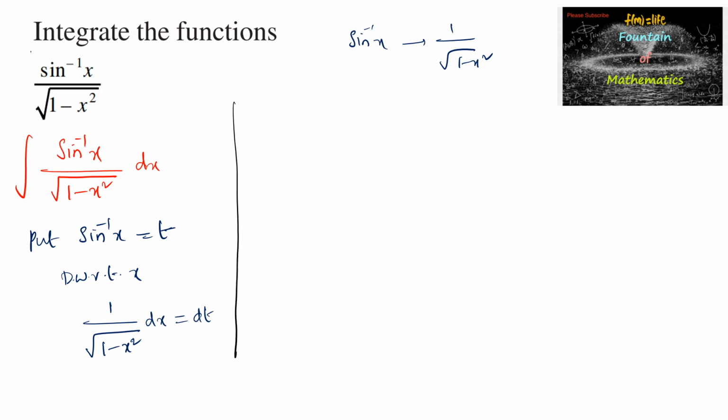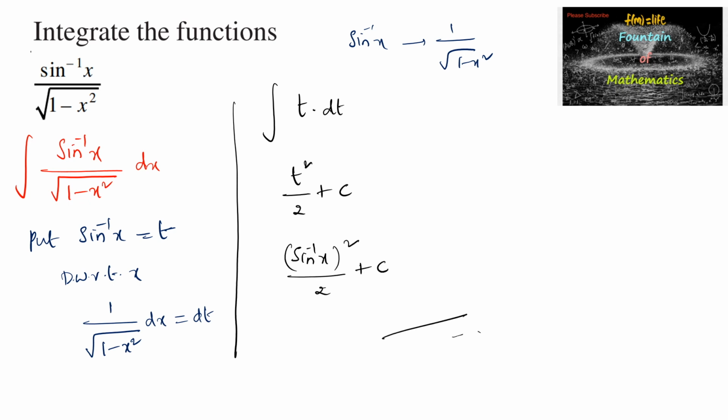So we can write here the integral of t dt, that is t²/2 plus c. Substitute back t = sin⁻¹x. So (sin⁻¹x)² upon 2 plus c is the answer. Okay.